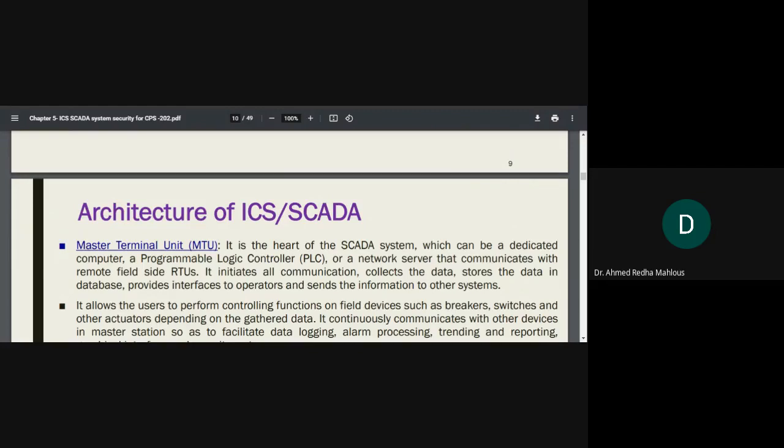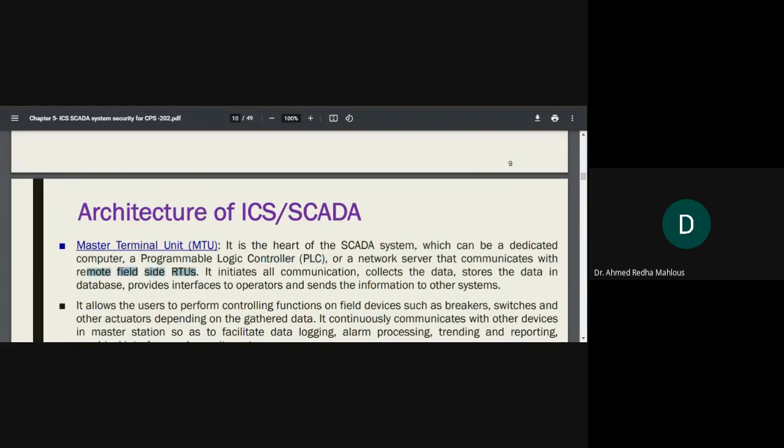One of the main components is known as the master terminal unit, or the MTU. It is where you have that computer. It is part of the ICS SCADA system, where you can have specific computers that have been dedicated for a specific purpose. You can have what is known as a programmable logic controller, or you can have servers that will communicate with what is known as a remote field RTU.